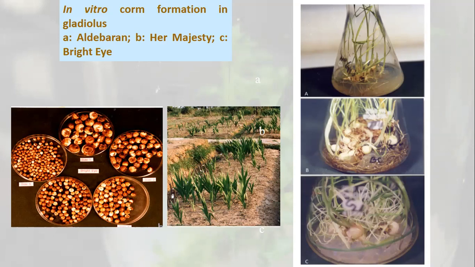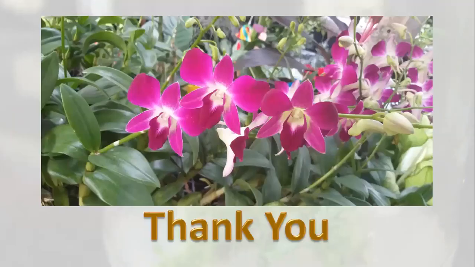Whereas the clonal uniformity and genetic fidelity can be tested based on certain molecular markers such as RAPD, ISSR, RFLPs, AFLPs and all that. If each and every plant has the same banding pattern, we say they are clonally uniform. We say clone. So this kind of certification is the last step in micropropagation. So thank you very much.